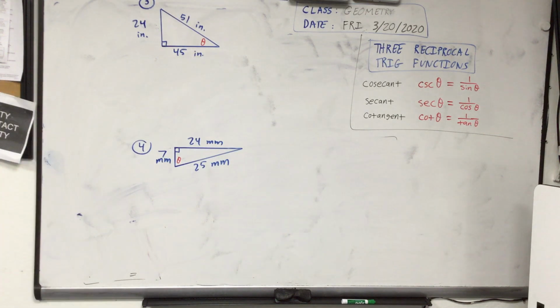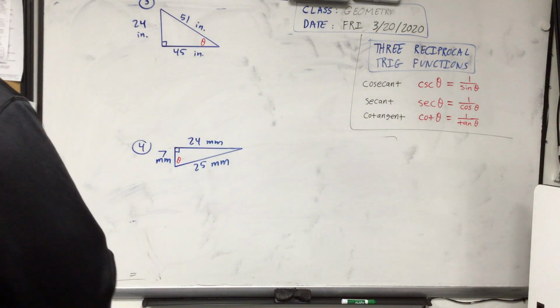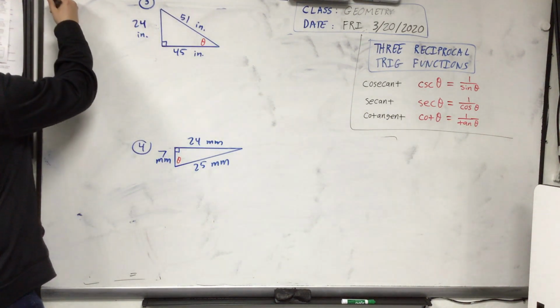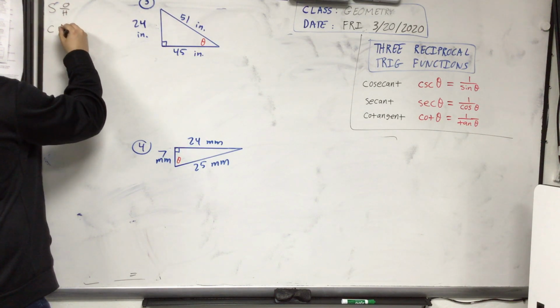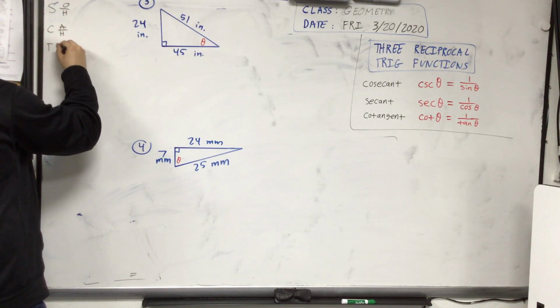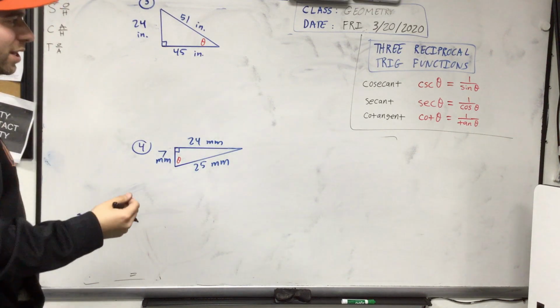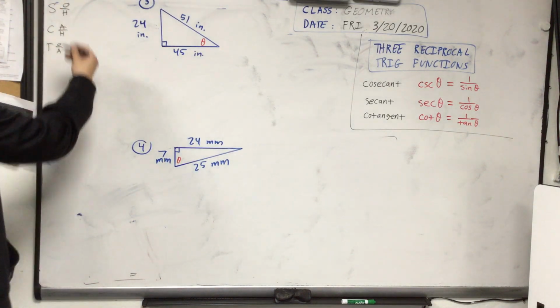Do these problems independently. Okay. So now, soh ka toa. I like to put this up there just to remind myself. Soh ka toa. And then cosecant, secant, and cotangent are just the reciprocals of these.